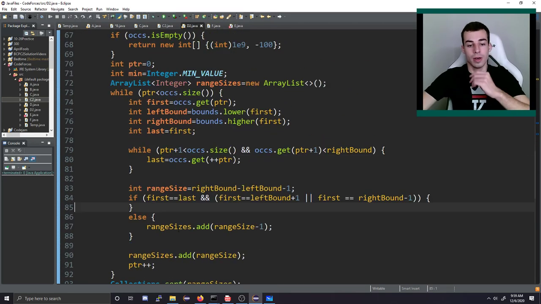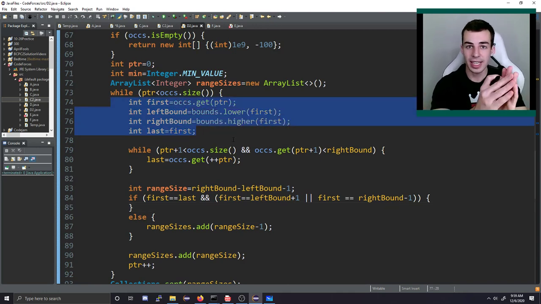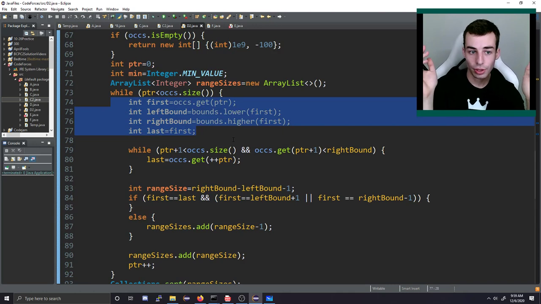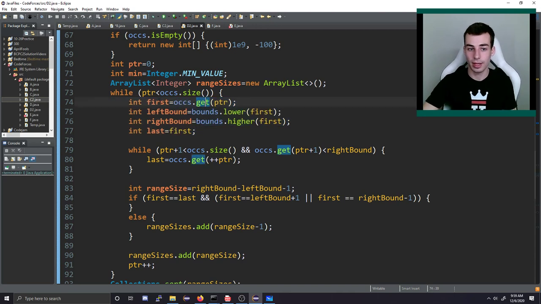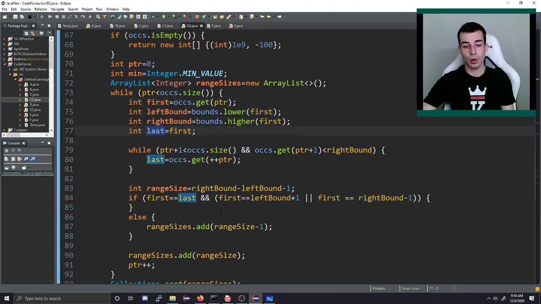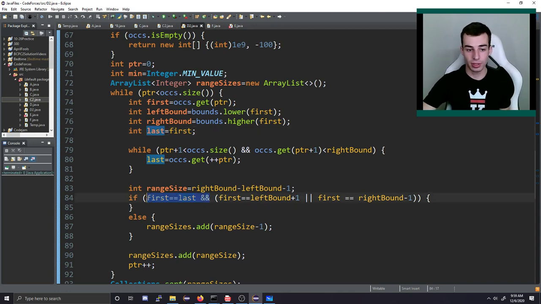Yeah, okay. So what I do is I get a continuous range of 5s, like I mentioned earlier. I get all of the 5s between the first bound to the left of the 5 and the bound to the right of the 5. This is the left bound and the right bound. I get the first and the last 5. So if there's only one 5, then the first and last will be the same.